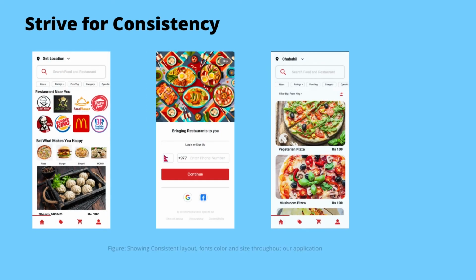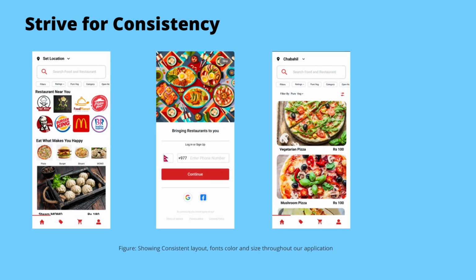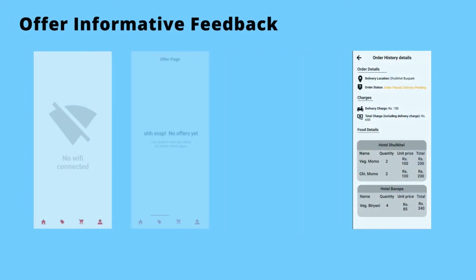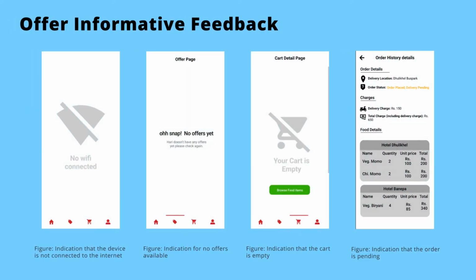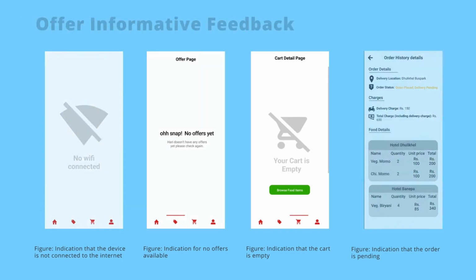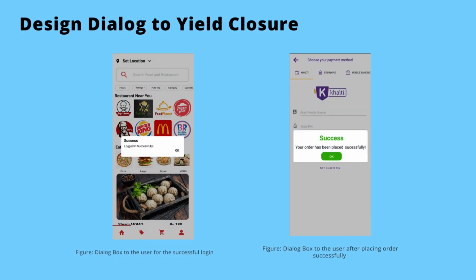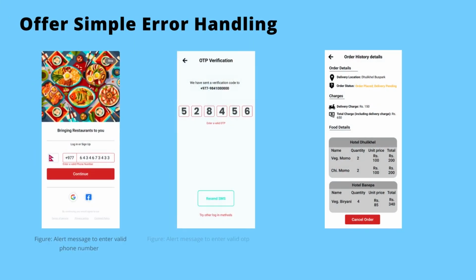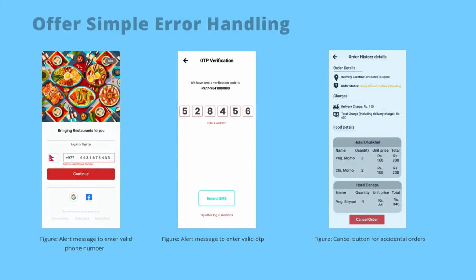To maintain consistency, our application has consistent layout, fonts, colors, size, and many hierarchies. To maintain informative feedback, we have used pages for no internet, cart empty, and show the status of order after ordering the food items. For design dialog to yield closure, our system indicates the successful login and order placing through alert dialog box. For simple error handling, we integrated form validation techniques and alert messages.